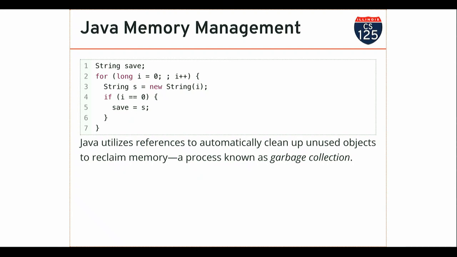But this loop will not use more memory over time, despite the fact that the first time it calls new once, and then after it's run 50 times, it's called new 50 times. After it's run 1,000 times, it's called new 1,000 times. So what's happening behind the scenes is that Java is performing a process called garbage collection.